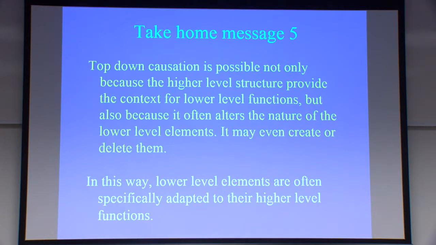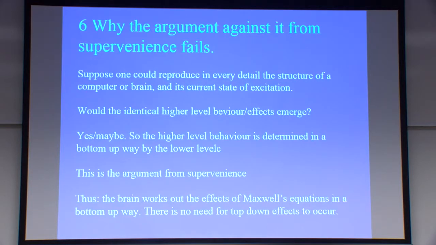So the take-home message here: top-down causation is possible not only because the high-level structure provides a context, but it often alters the nature of the lower-level elements. It may even create or delete them. And in this way, lower-level elements are often specifically adapted to their higher-level functions.